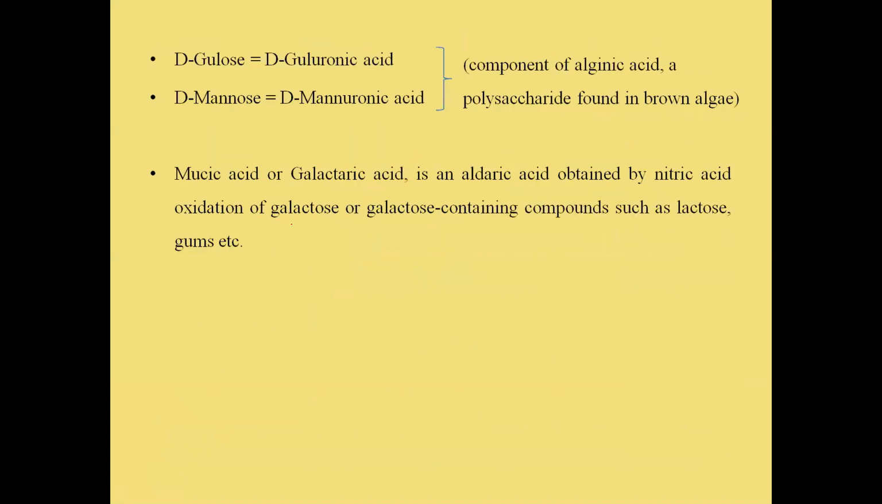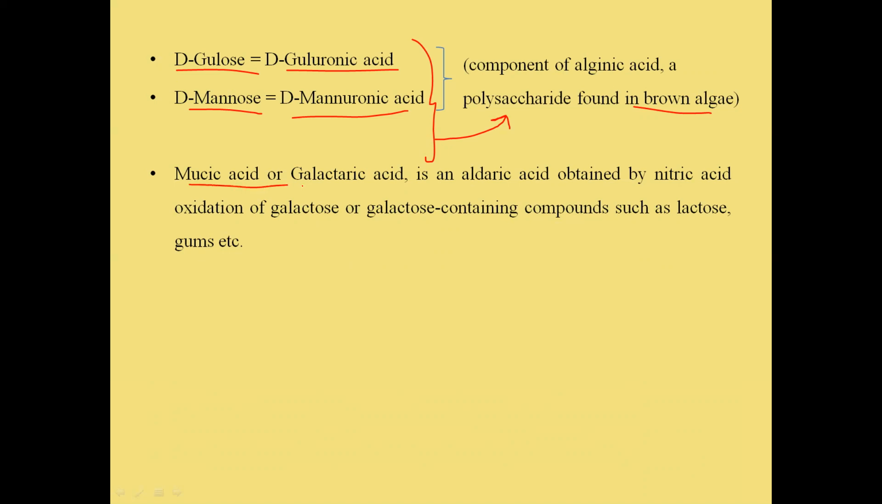So moving on to the next. From D-glucose and D-mannose, the acids produced are glucuronic acid and mannuronic acid. These acids in combination are the principal compounds present in alginic acid. That is, alginic acid or algin is a polysaccharide which is abundantly found in brown algae.